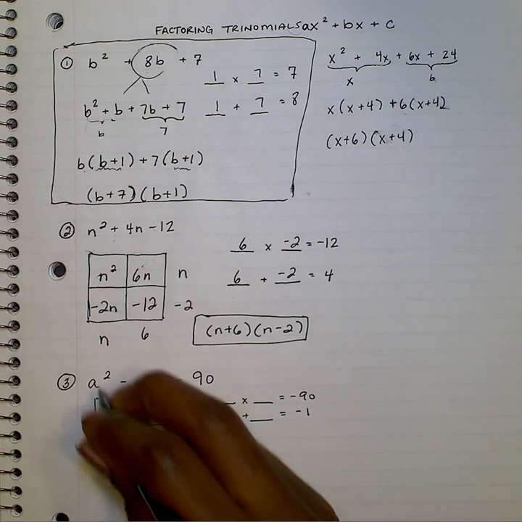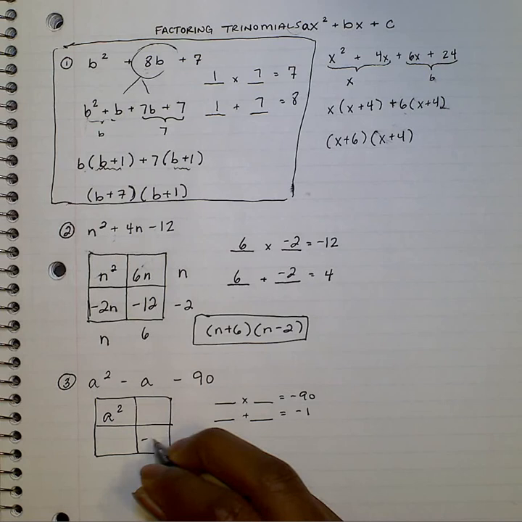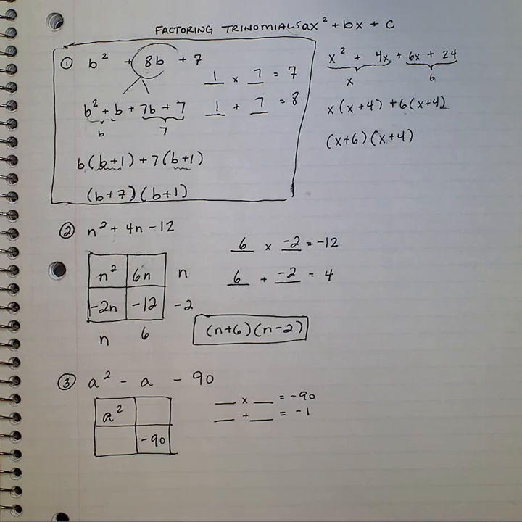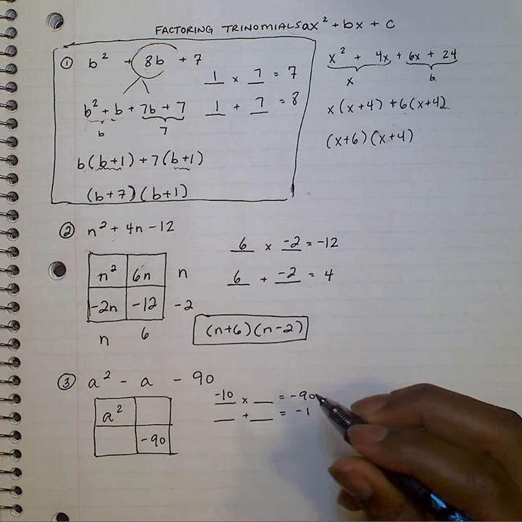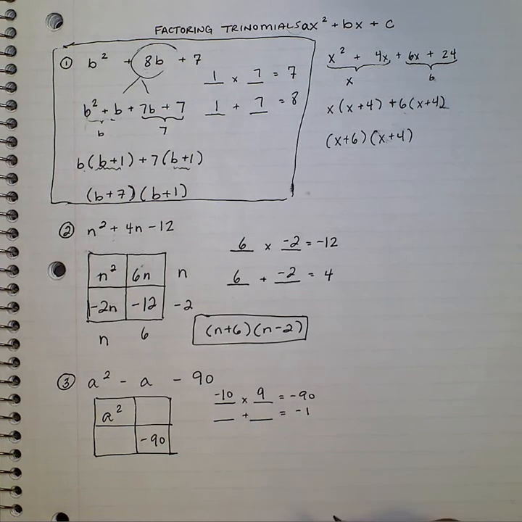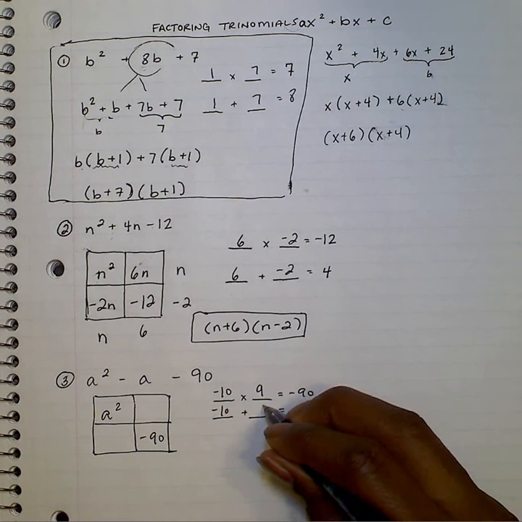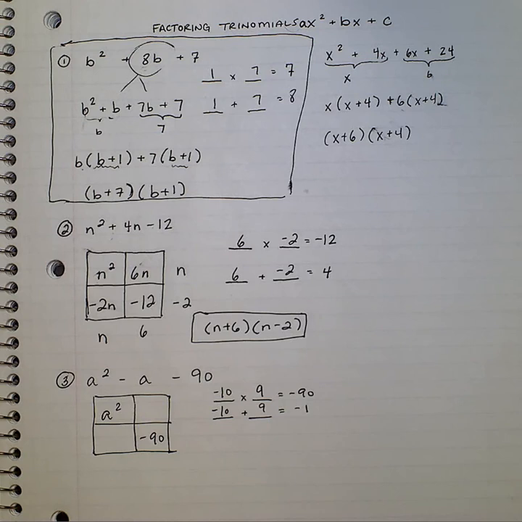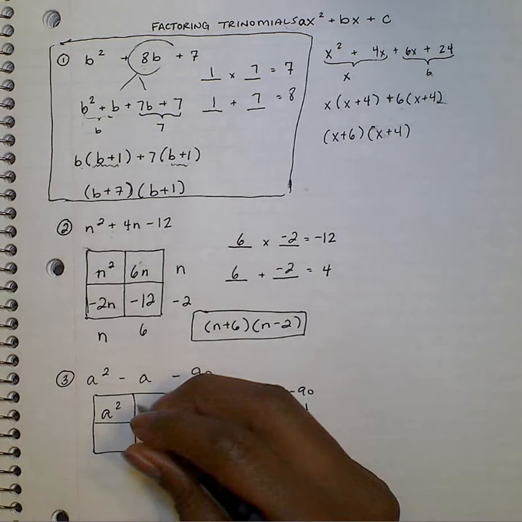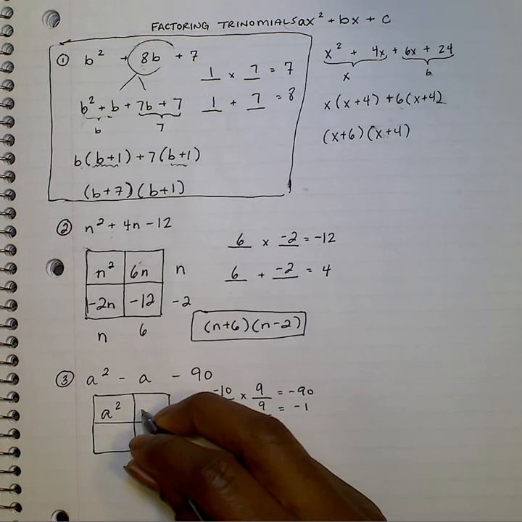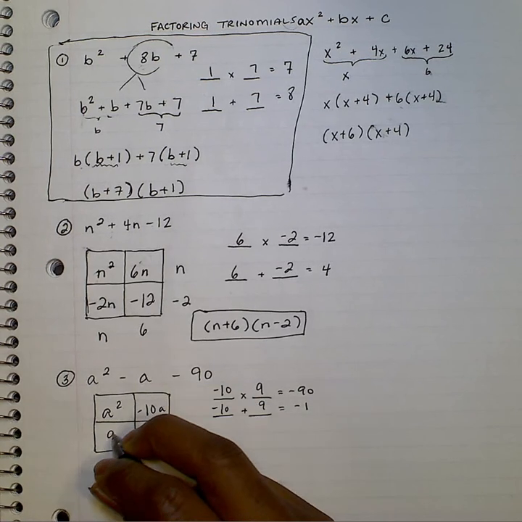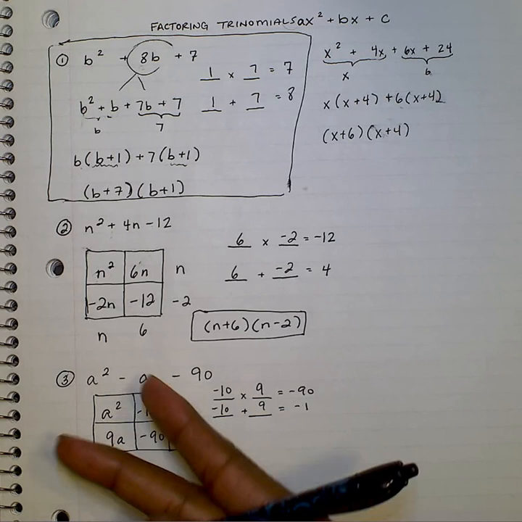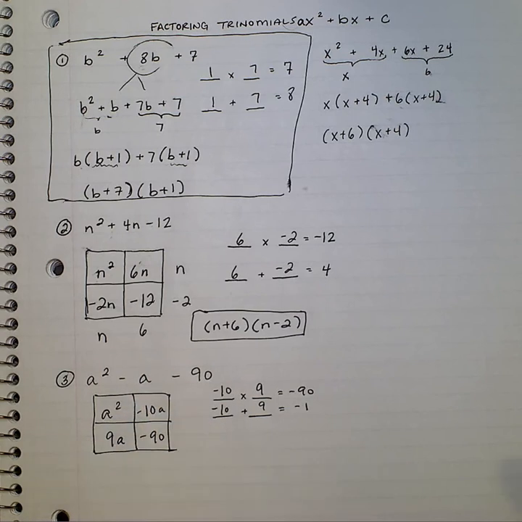So that's a squared here, negative 90 here, they stay. I have to find the two values that fit here. I think they add to give me negative 1, so negative 10, positive 9. I'll put those values here, negative 10a, positive 9a. It doesn't matter which box I put those in. I could do either order, it works out.